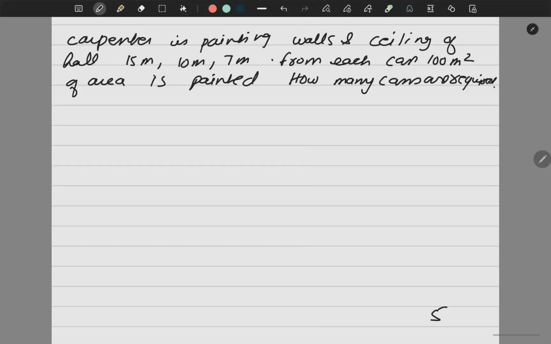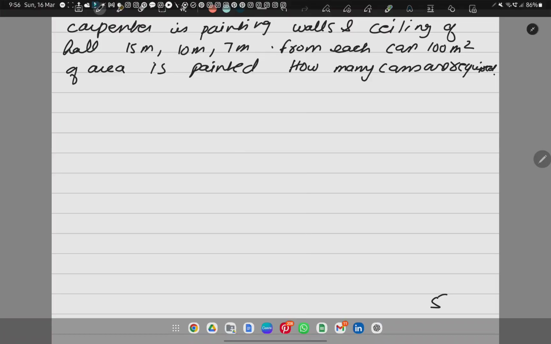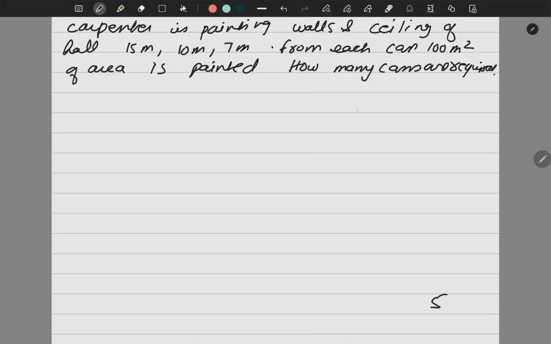Okay. Now the carpenter is painting walls and ceiling of the hall. From each can 100 meter square of area is painted. How many cans are required? So now again you find out the area of the walls and ceiling. So first you visualize your room. So this is the room.